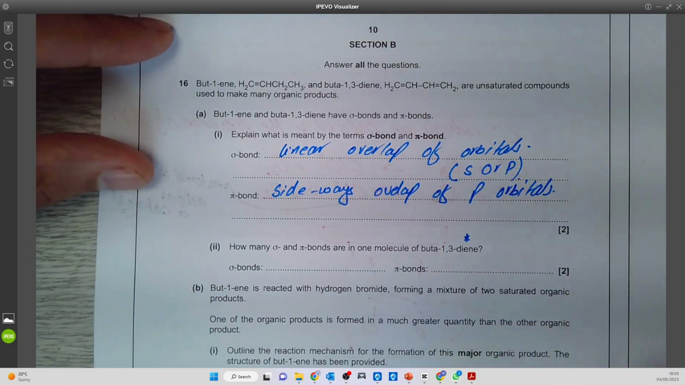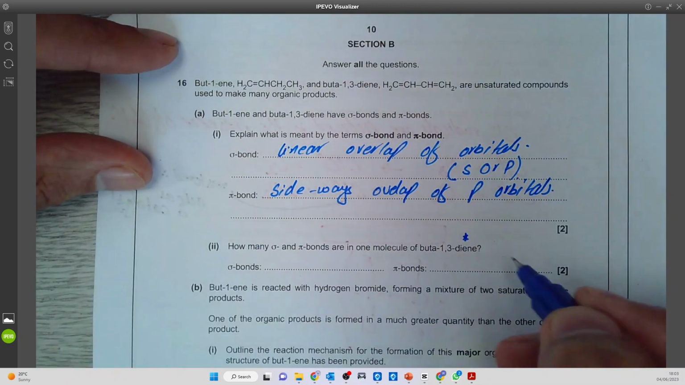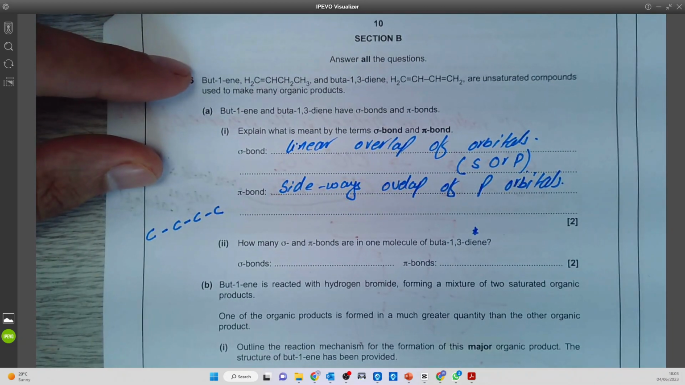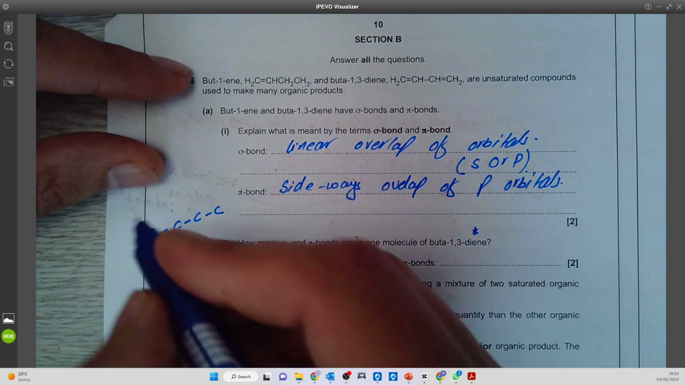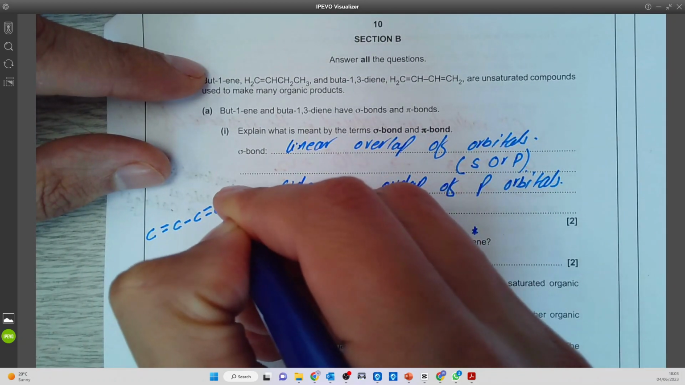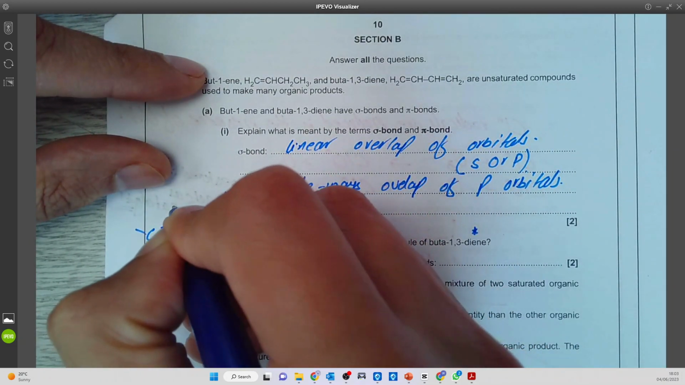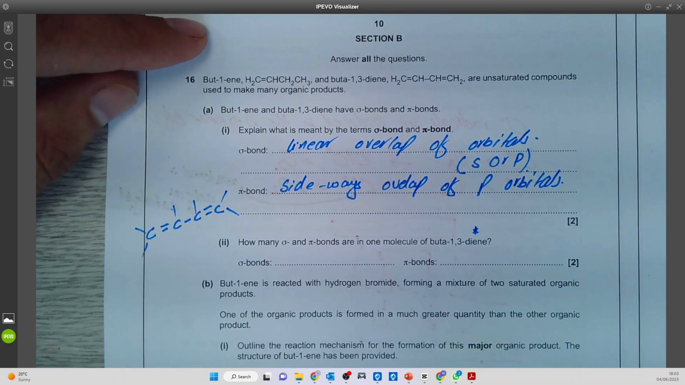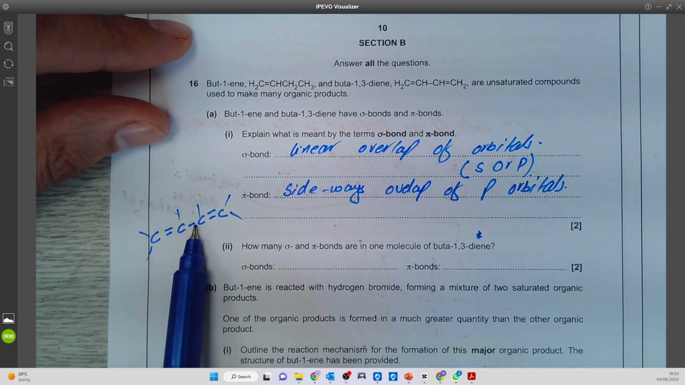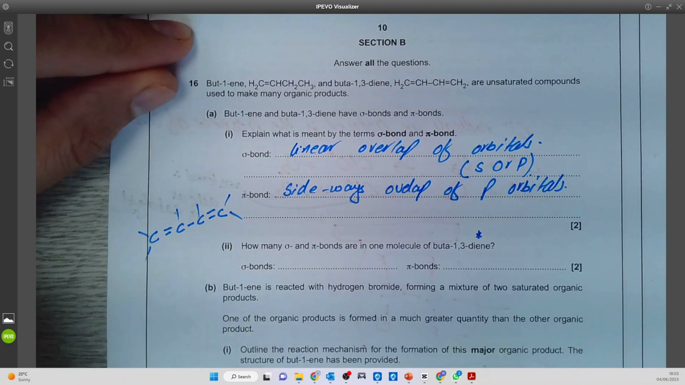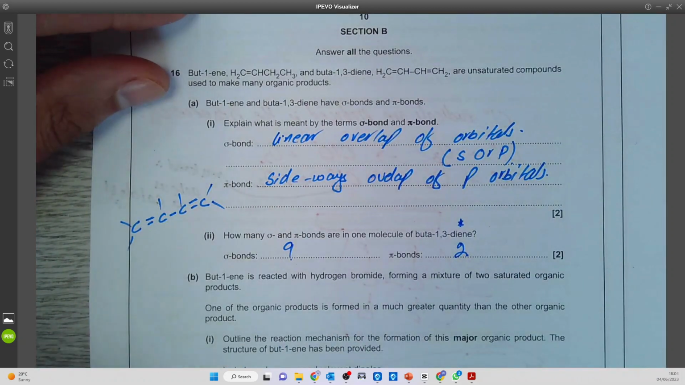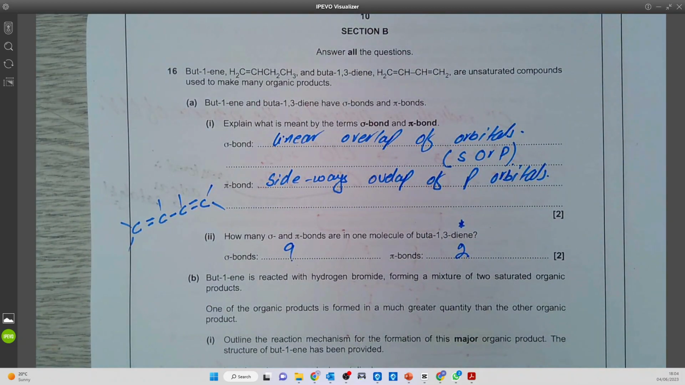That is buta-1,3-diene. Buta-1,3-diene means 1, 2, 3, 4. Double bond here, double bond. Agreed? I can then put hydrogen, hydrogen, 4 bonds, hydrogen, hydrogen, 4 bonds, hydrogen. So this is my structure. Now the first bond is always the sigma bond. How many bonds do I have? 1, 2, 3, 4, 5, 6, 7, 8, 9. So in total I have 9 sigma bonds. How many pi bonds are there? Just 2, because the second bond of the double bond is the pi bond.